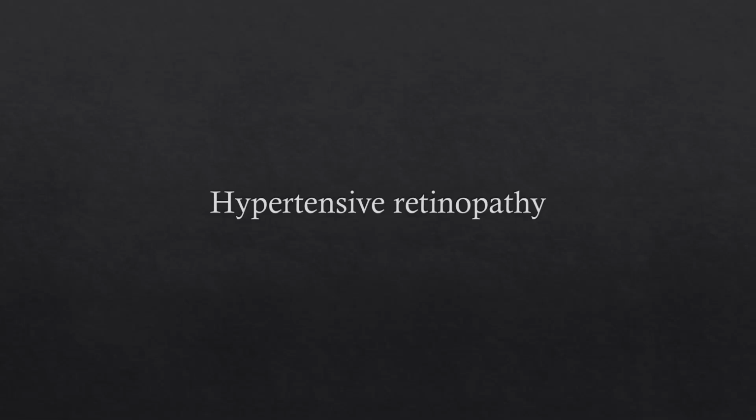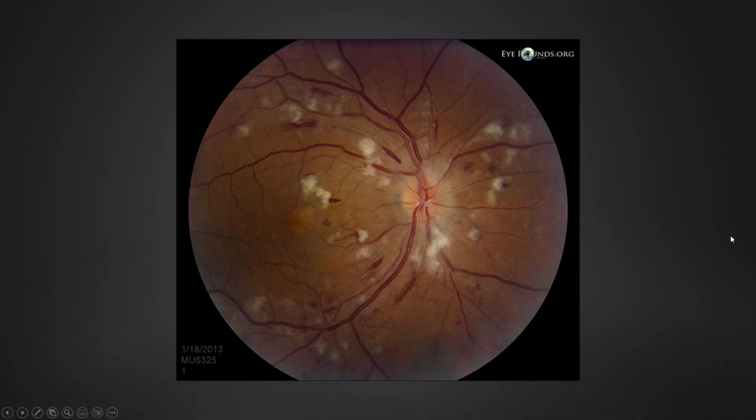Okay, hello. Today we'll be discussing hypertensive retinopathy. We've previously discussed diabetic retinopathy, and both are very common diseases affecting the eye. So, what does the eye tell us about the body's blood pressure, and are they even related? The answer is yes.